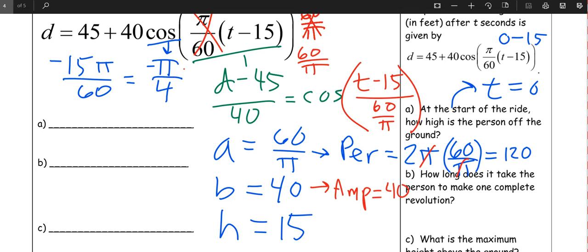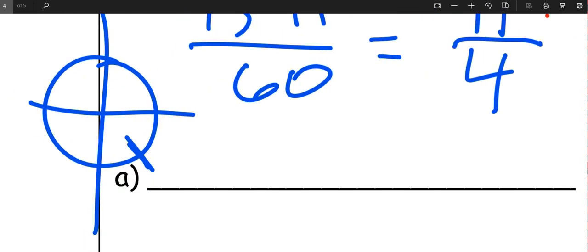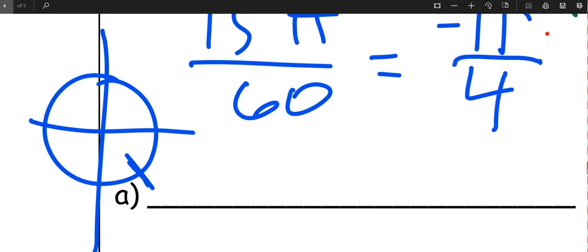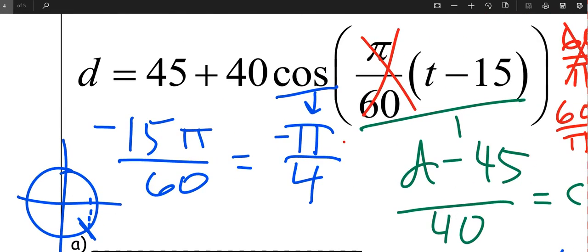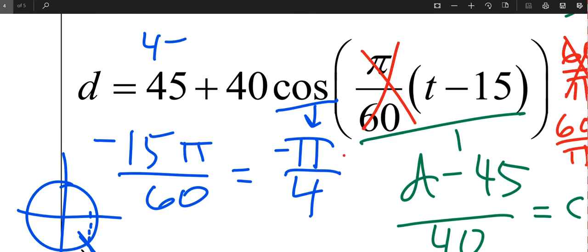The cosine, let's see, negative pi over 4 is down here. What's the x value? That would be positive radical 2 over 2, wouldn't it be? So we want 45 plus 40 times radical 2 over 2. I bet you will reach for a calculator for that, and there's no problem with that because we want the nearest foot. So grab the machine.